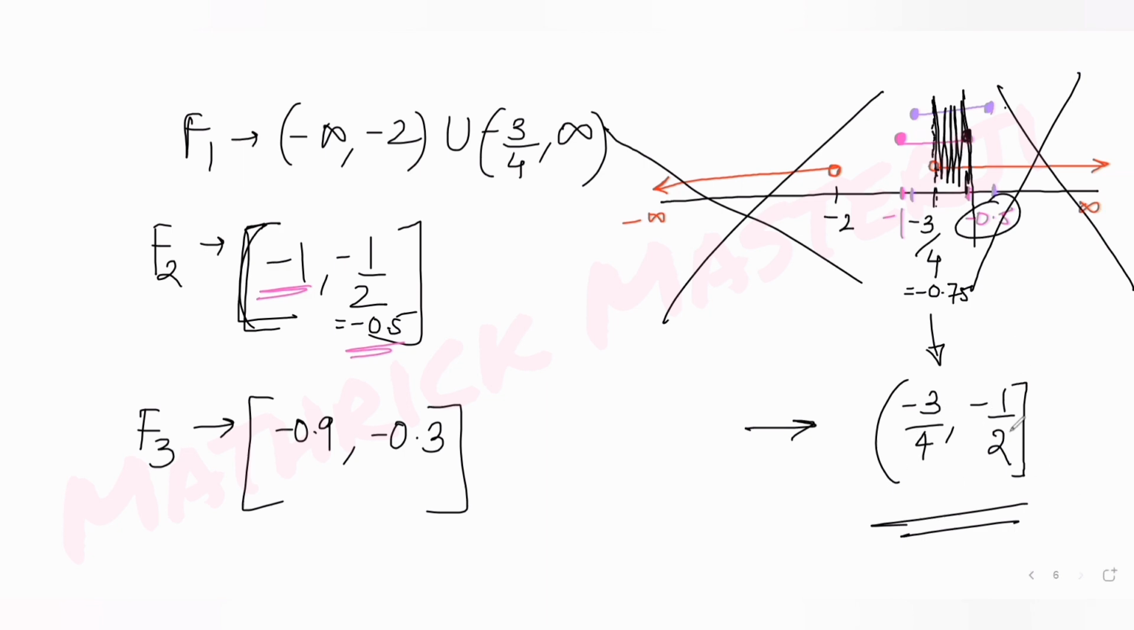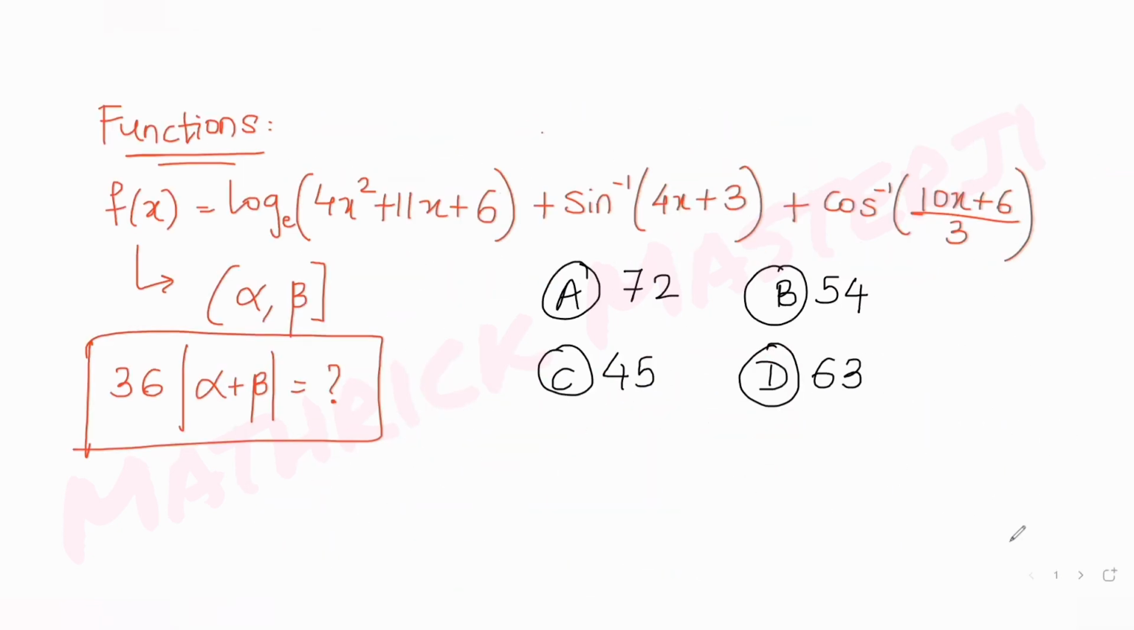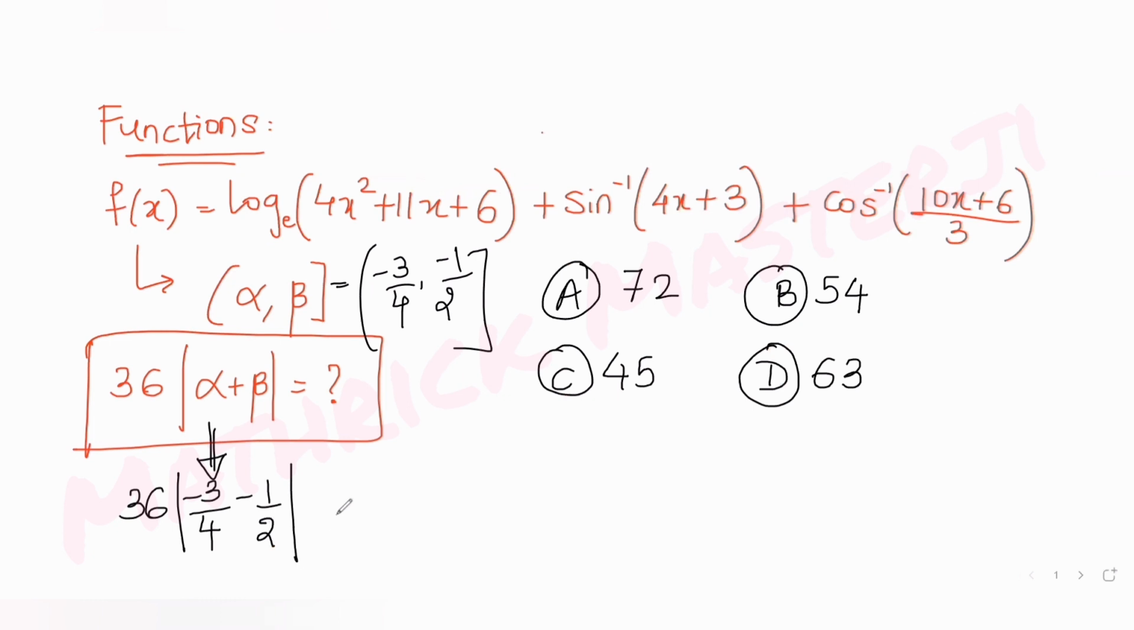So once you get the answer, the question tells you that this function had a domain as alpha comma beta, which was minus 3 over 4 and minus half. So basically your alpha value is minus 3 over 4 and beta's value is minus half. Now the question is asking you to find out 36 mod of alpha plus beta. So 36 mod of alpha, which is minus 3 over 4, plus beta, which is minus half.